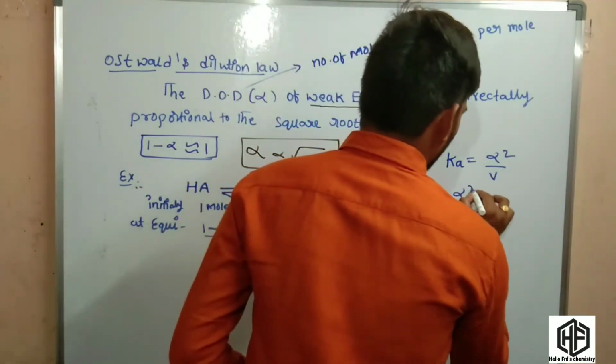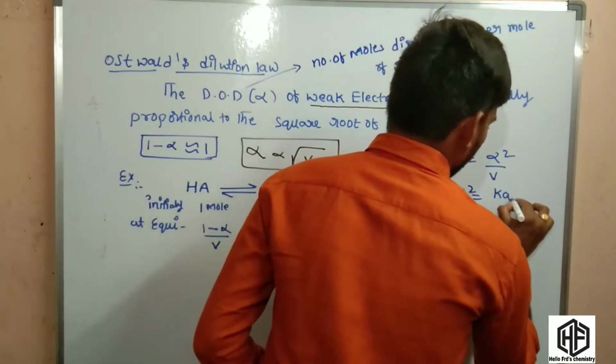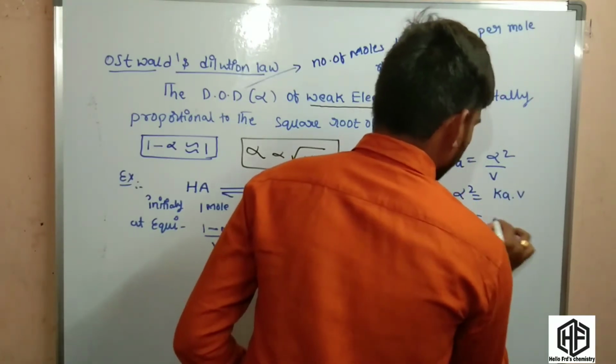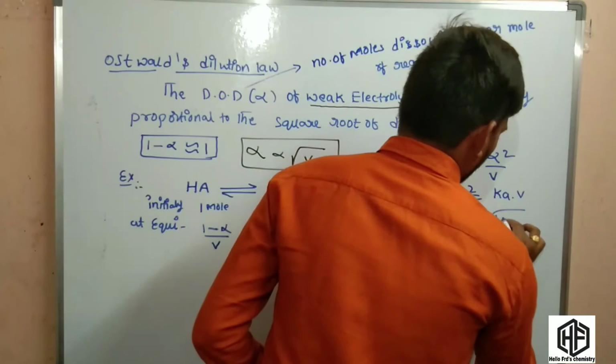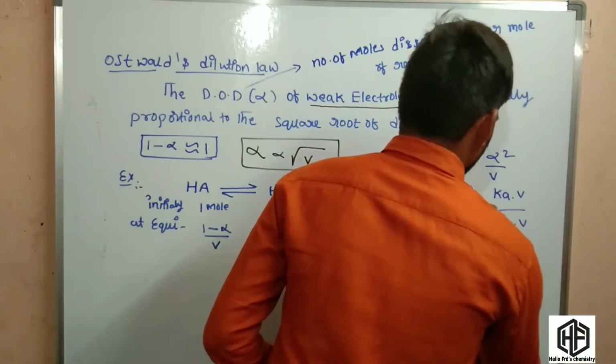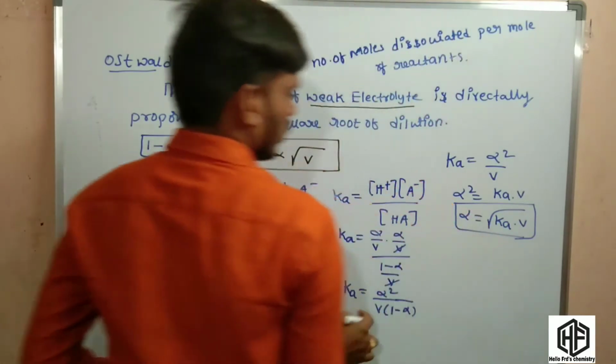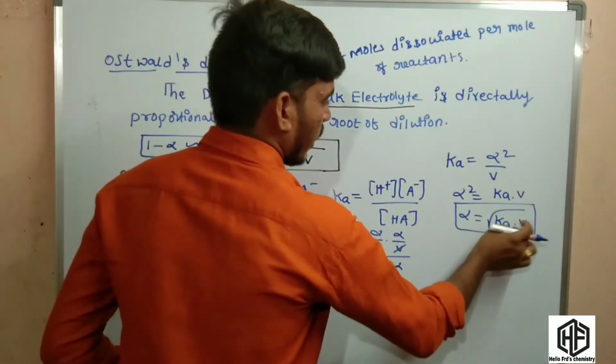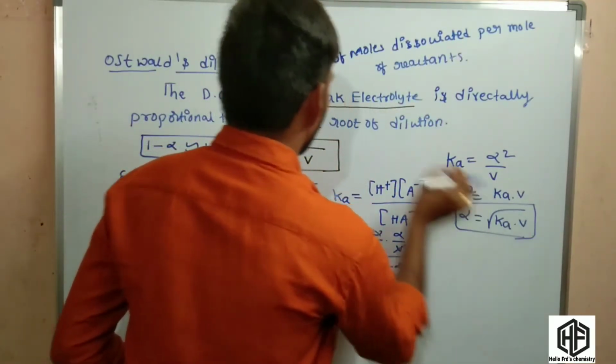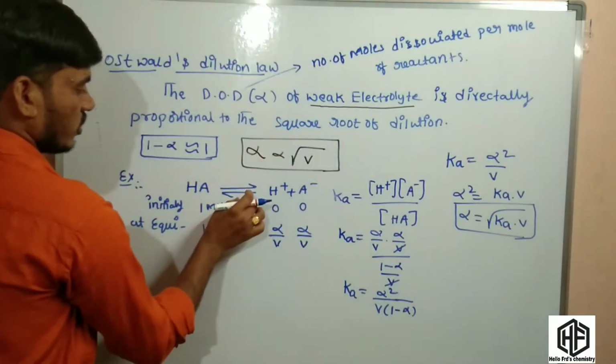Now we have to find alpha square is equal to Ka into V. Now alpha is equal to root over Ka into V. This is called the degree of dissociation, equal to root over Ka into V. Ka is called the ionization constant of this reaction.